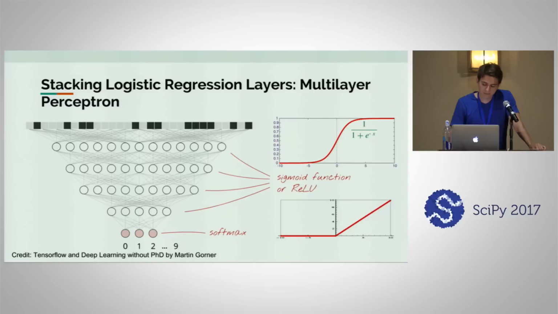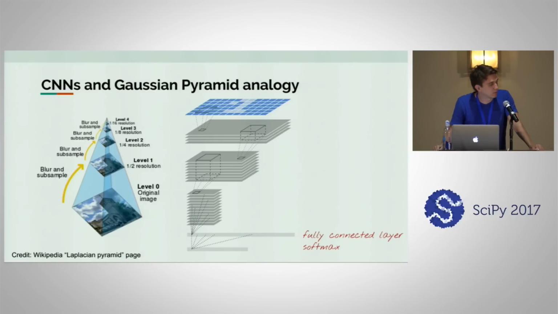Let's look at some models from computer vision research. One of the models that I want to point out is the Gaussian pyramid. You can see it on the left. It's a representation of an image at multiple scales. It's used in computer vision research to do tasks on multiple scales. Imagine you want to find all the faces in the image, and some faces are very close to the camera, some faces are really far.